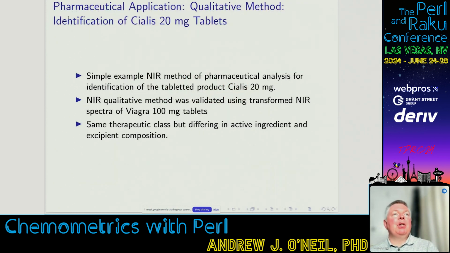So an example I'm going to show is a pharmaceutical application. It's a qualitative method, and it's identification of a tablet called Cialis, 20 milligram tablets. It's just something that I have some samples of.